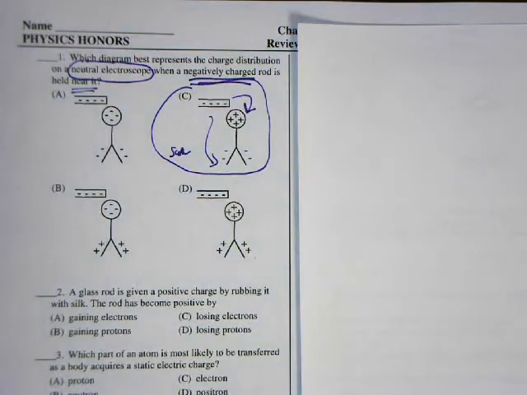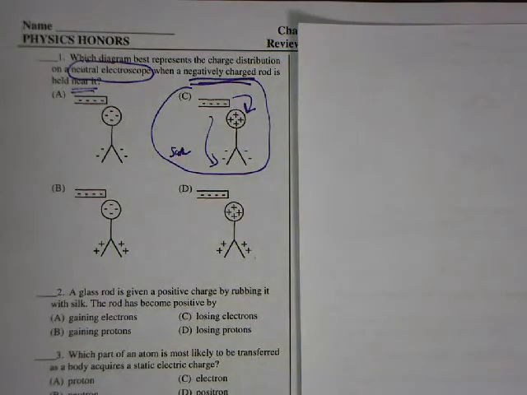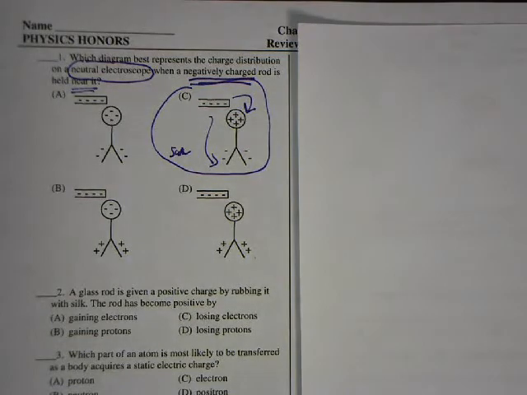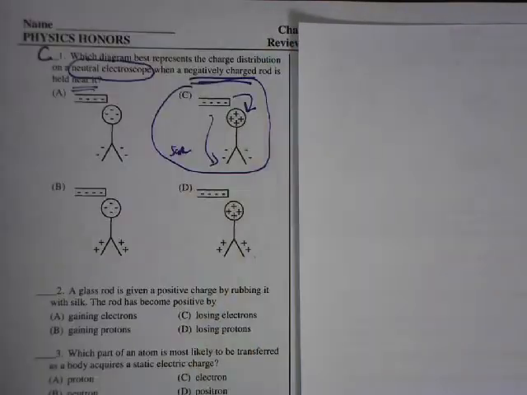On the worksheet that we did yesterday, the one that showed the electroscopes on the back when we did the Van de Graaff generator, you can see why. Okay, number 2. So the answer to number 1 was C.